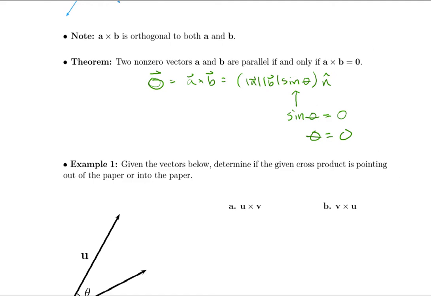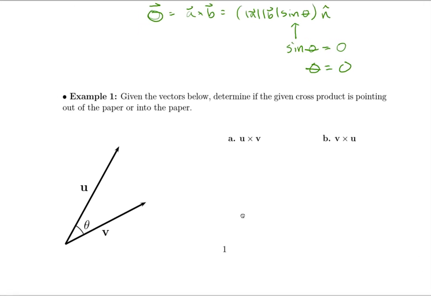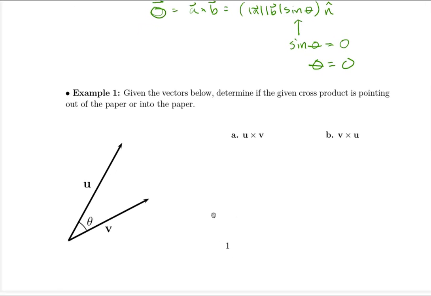All right, so for this example down here, this is where I'm going to explain the whole idea of the right-hand rule. We're going to have these two vectors just on paper. And what I want to know is, when I take the cross product of each of these, what direction is the cross product pointing? Meaning, is it pointing into the paper, or is it pointing out of the paper toward me? That's what we're going to explain here.